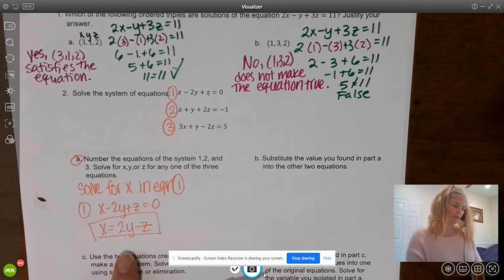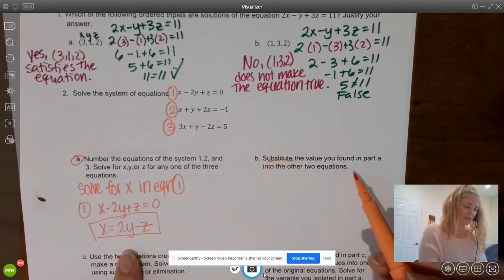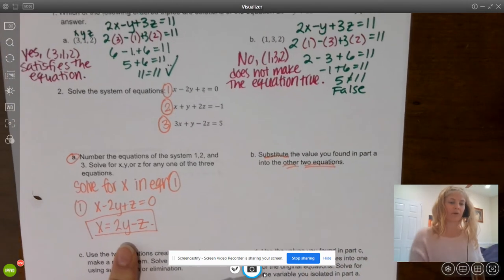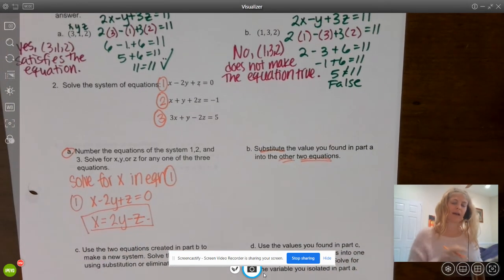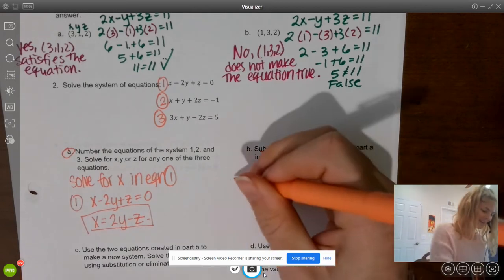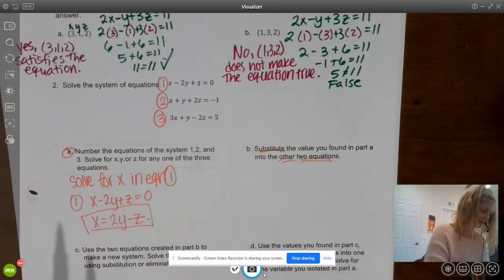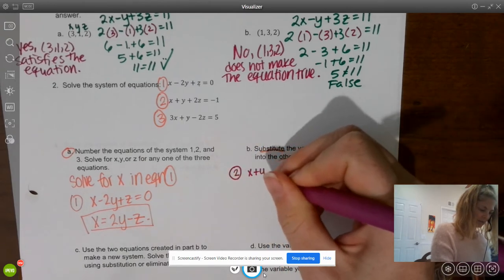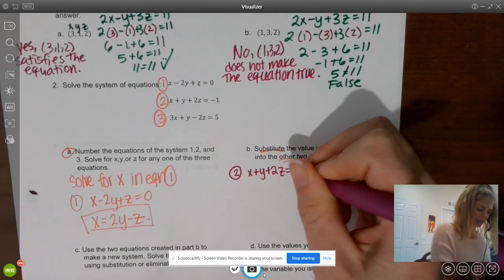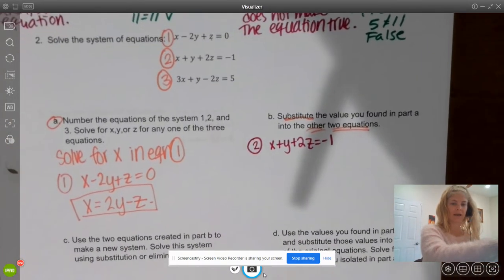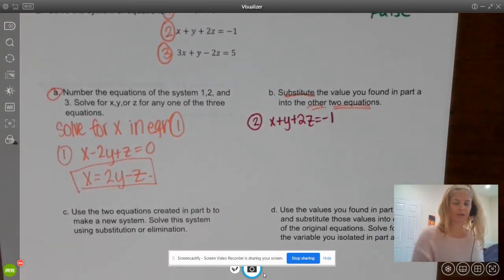So now we're going to substitute the value we found in part A into the other 2 equations. That's why it's important that we're numbering our equations, because we have to use all 3 to solve the system. Since we already used equation 1, we need to use equation 2 and 3. So equation 2 is x plus y plus 2z equals -1. I highly recommend crossing your z's because otherwise they will look like 2's.